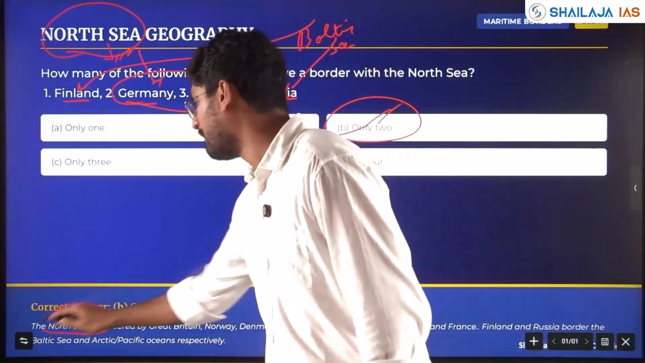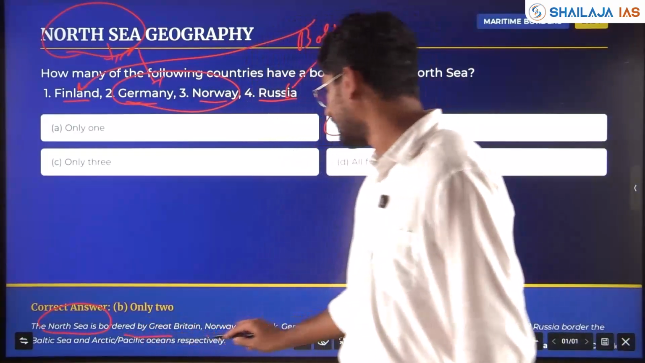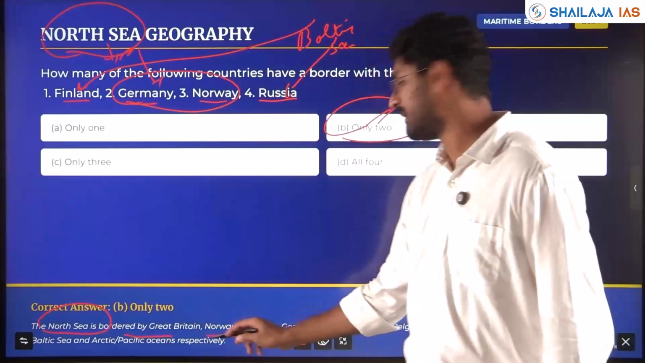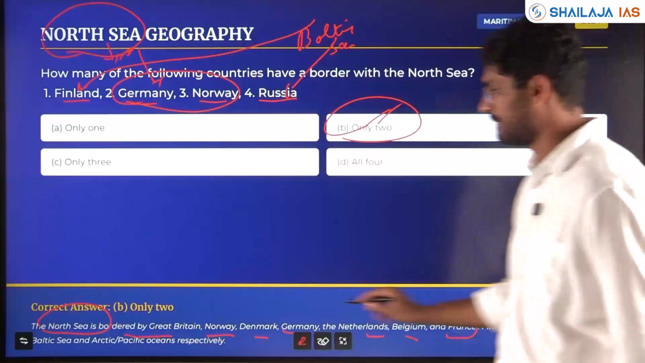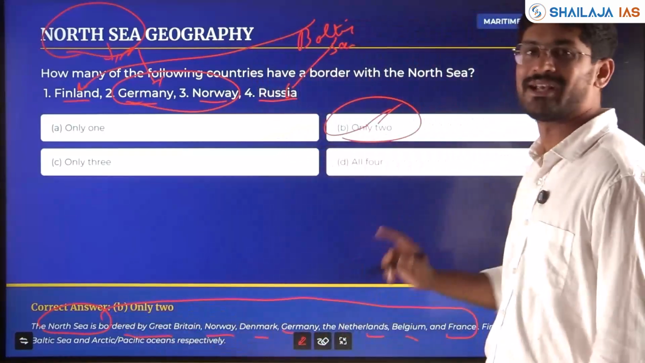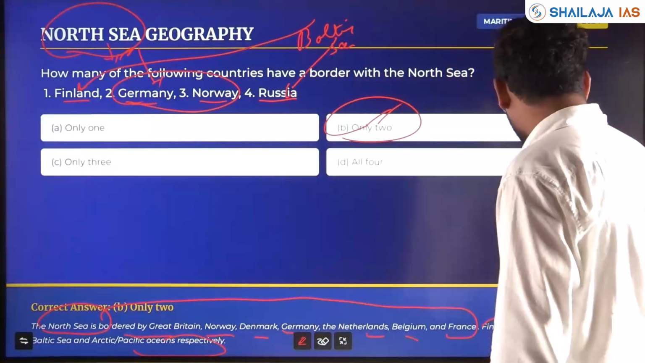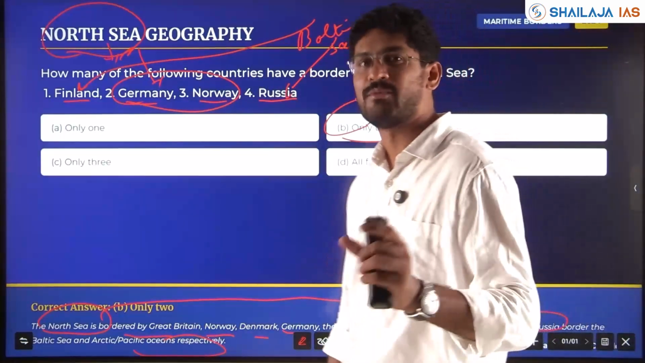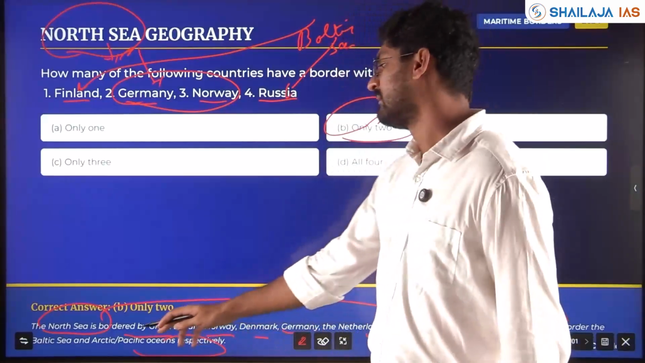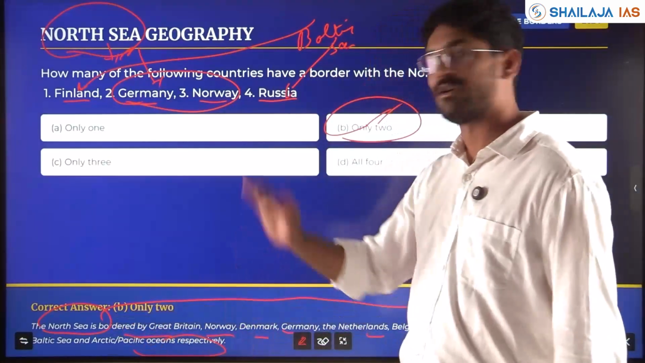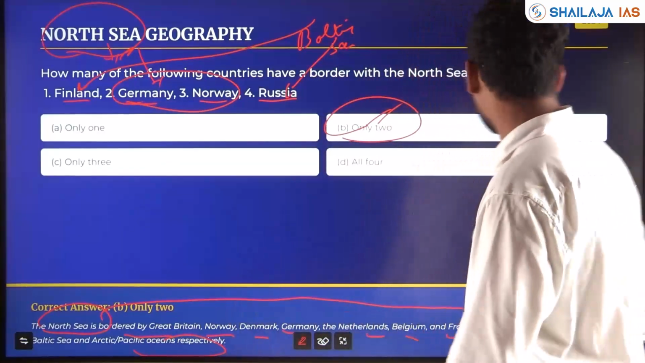You should have proper world mapping done, revised daily. The North Sea is bordered by Great Britain, Norway, Denmark, Germany, Netherlands, Belgium and France. All these countries. But you should know which are the Baltic countries. Baltic Sea or Arctic Ocean, that is by Finland and Russia. Russia has a small region in that Baltic area with a border on the Baltic Sea and the Arctic region. So if you remove Finland and Russia, you will get the answer directly, straightforward.